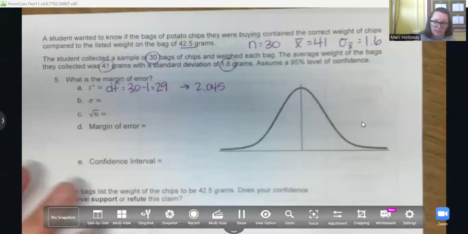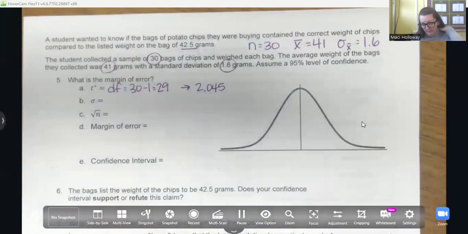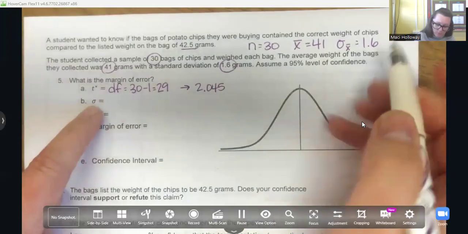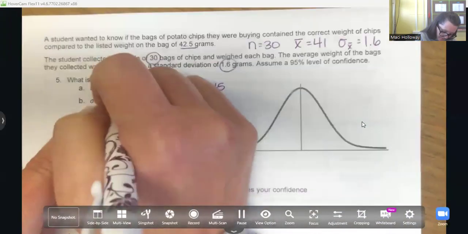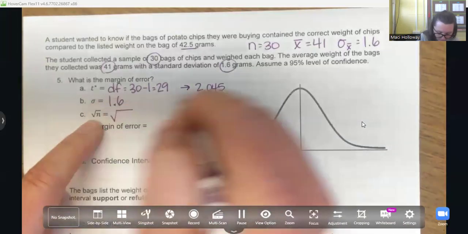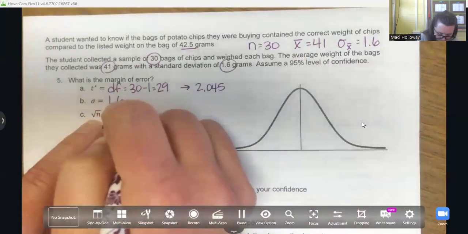So we're going to be using that 2.045 to calculate our margin of error and then apply it to our confidence interval. Standard deviation, it tells us here, is 1.6. And our n value was 30. So we'll plug that in.